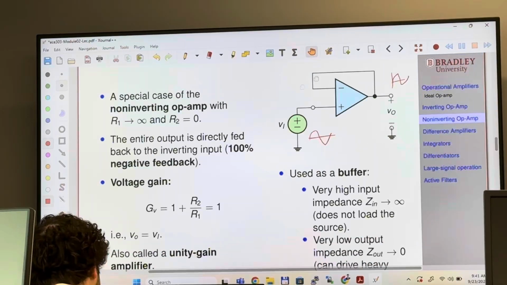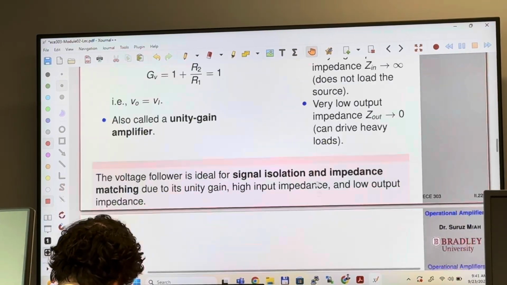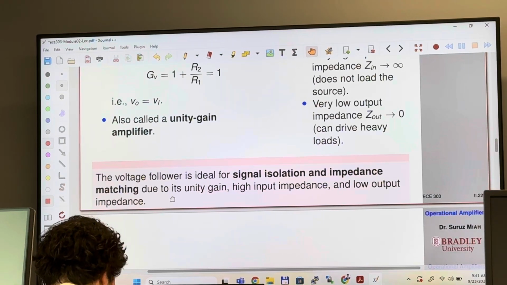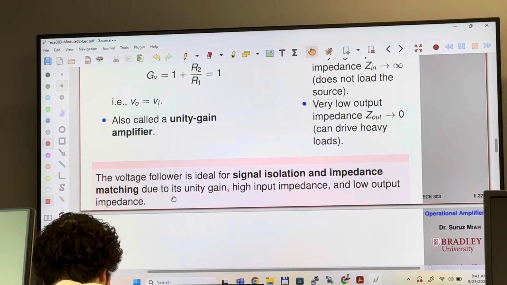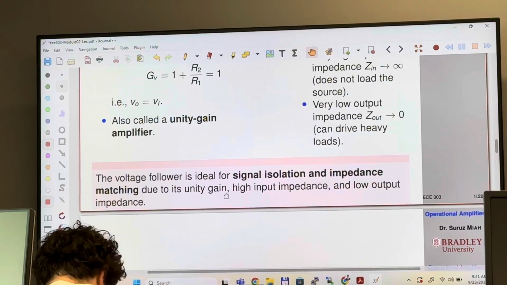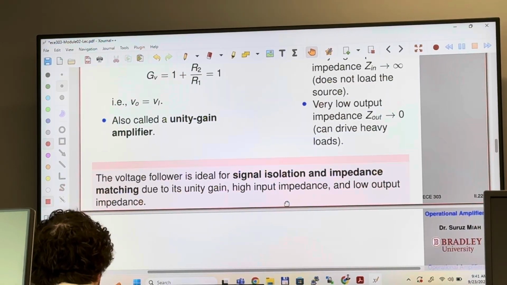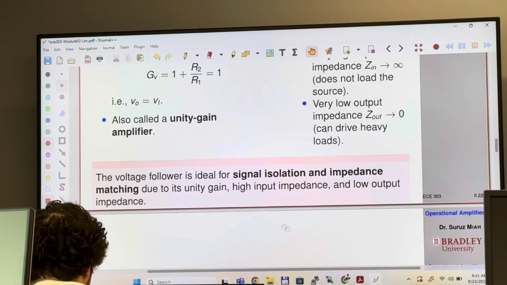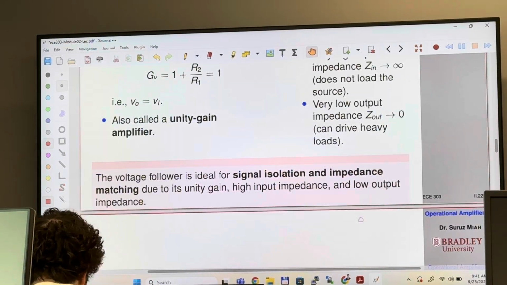I have this in the lab manual as well. The voltage follower is ideal for signal isolation and impedance matching, due to its unity gain, because we don't want to lose anything. High input impedance and low output impedance. So these are some applications.